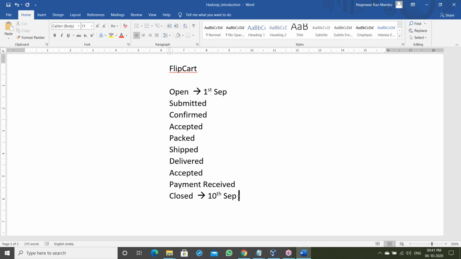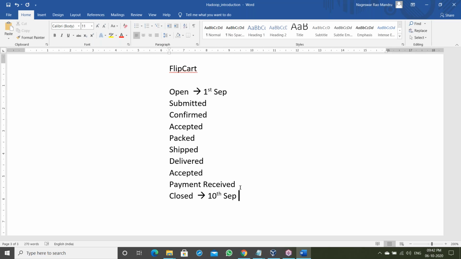Suppose the year is completed, year end. In the US it's December 31st, in India 31st March. Suppose on 31st March the year is completed and closed. Once the year is closed, the data comes under historical data. Up to that point, all the transactions come under historical data.